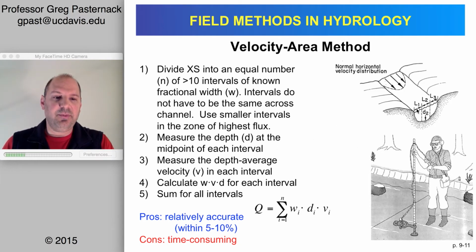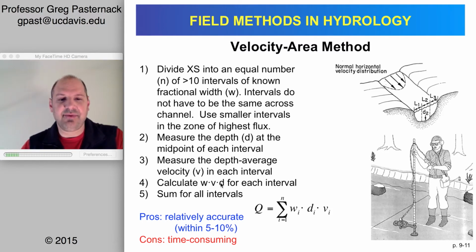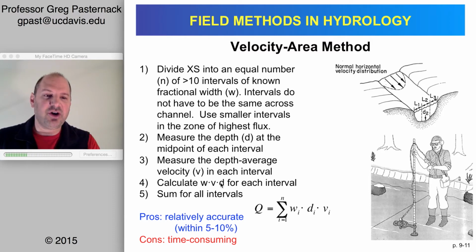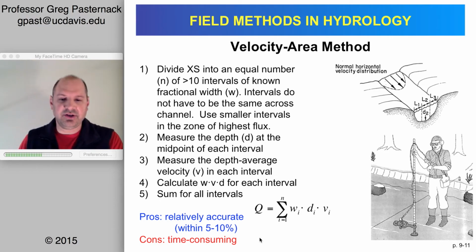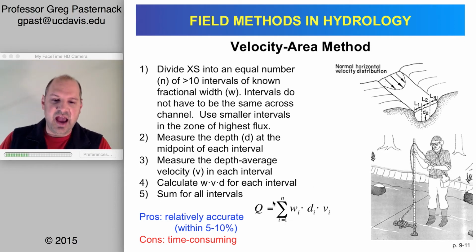Then for each little piece here, we're going to calculate the width of that piece times velocity times depth. That gives you the fractional discharge in each one of these squares, and then you just sum that up across all of the little squares, which is the summation, and that will give you the total discharge.